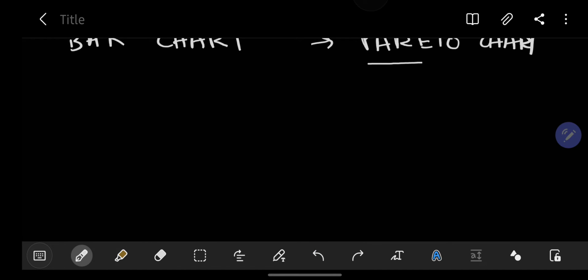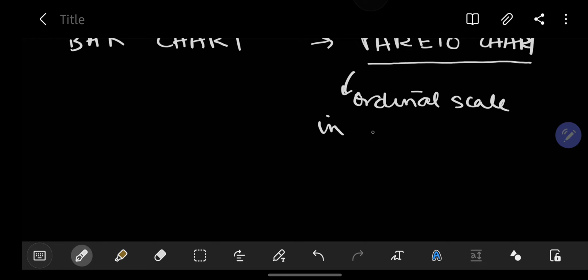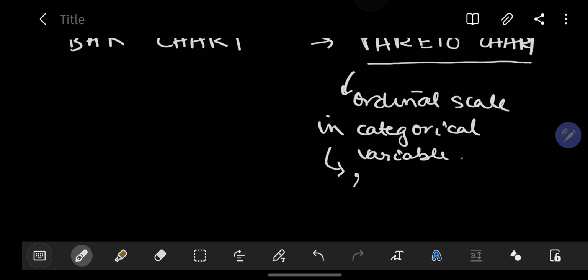Pareto chart is used for ordinal scale. What is it? Categorical variable. If you ask why, try to understand, pause the video and understand. Yeah, now the thing is, it is used because ordinal scale represents order.